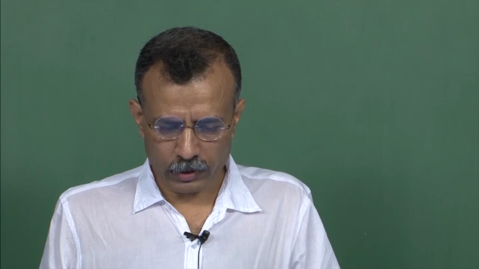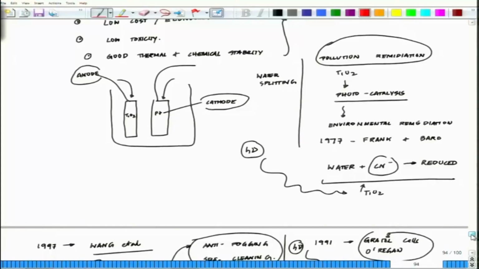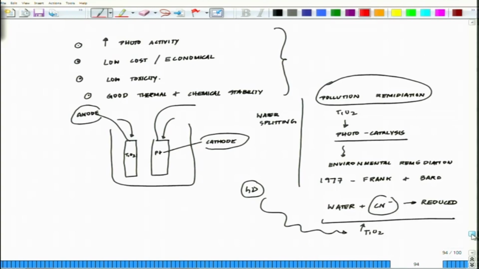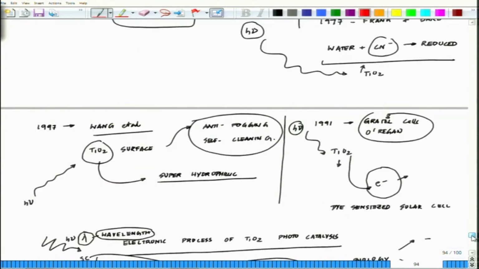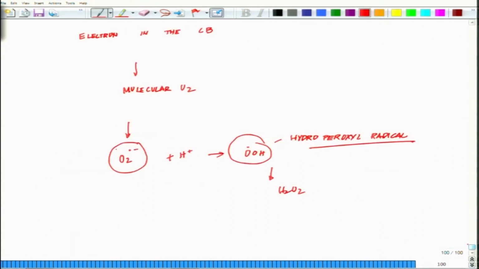We have talked about the multiple applications of titanium dioxide: pollution remediation, water splitting, dye-sensitized solar cells, anti-fogging, self-cleaning. And we talked in depth about the mechanism of action, the generation of free radicals. One of the challenging problems in this kind of material is the problem of recombination.